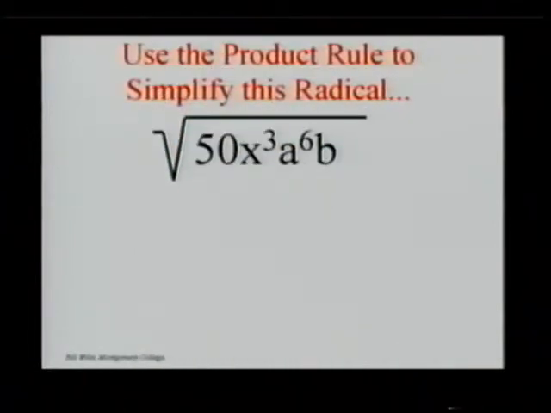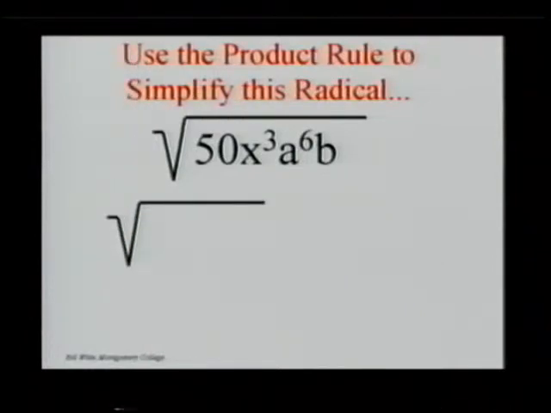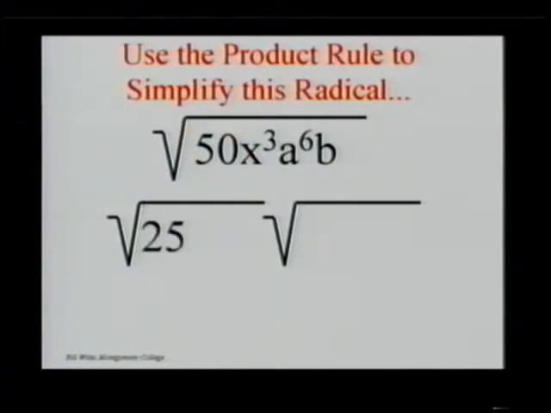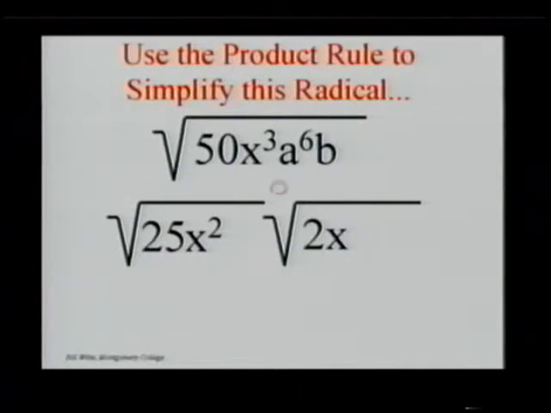Okay, you're in the big leagues now. Let's do a mix of both. It's not that hard. Let's try it, the same principle: break it into good and evil. Sometimes it helps if you hum. Square root of 50, I'm going to break into 25 and leftovers of 2. Okay? Now let's take it one thing at a time. X to the 3rd I'll break into X to the 2nd, leaving me with X to the 1st. Take it one at a time.